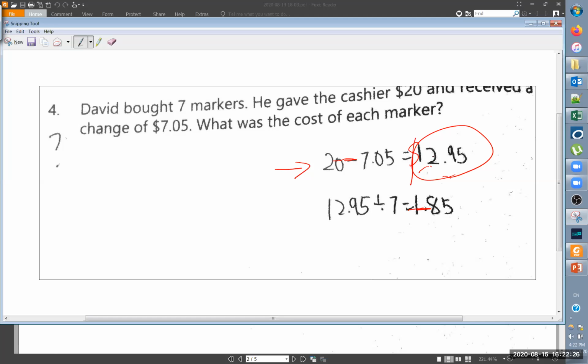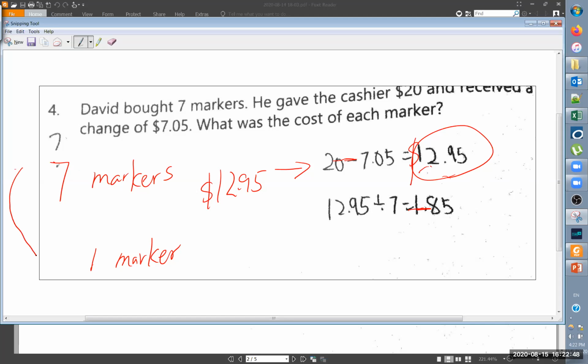So once, that means for 7 markers, the price is 12.95, right? They ask for each, right? Each means what? 1, right? So now I ask you, the number of markers decreased by what? From 7 to 1. So it's decreased by how many times? 7 times, right?